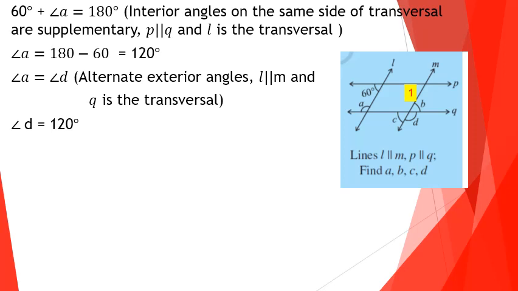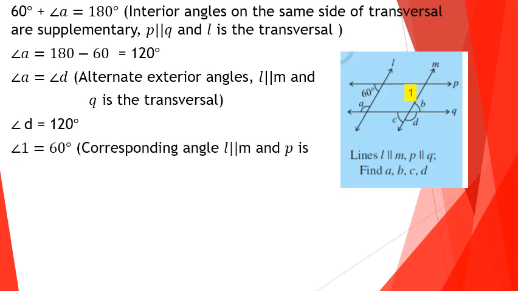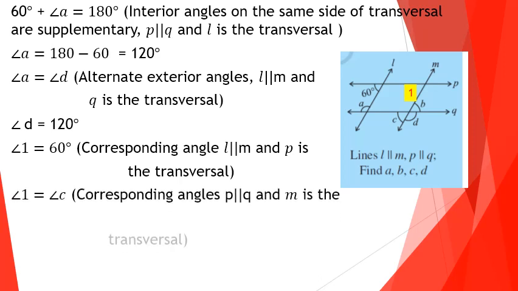Next, we can mark it as angle 1 here. So, angle 1 equal to 60 degree. That is corresponding angle. Which two lines are we considering? Line L parallel to M and P is the transversal. Then angle 1 is 60 degree because they are corresponding angles. Now angle 1 equal to angle C. They are equal because they are corresponding angles, if we consider the lines P parallel to Q and M is the transversal. Hence angle C equal to 60 degree.